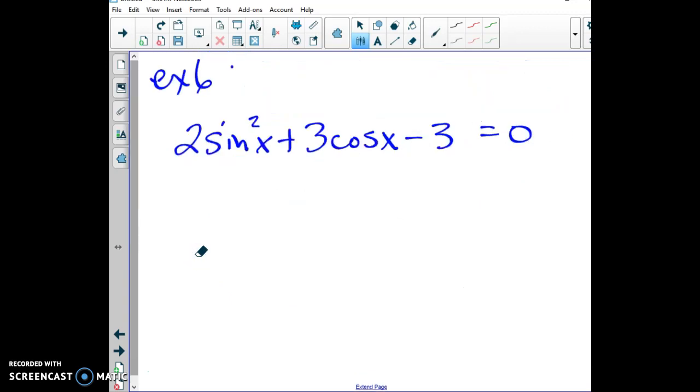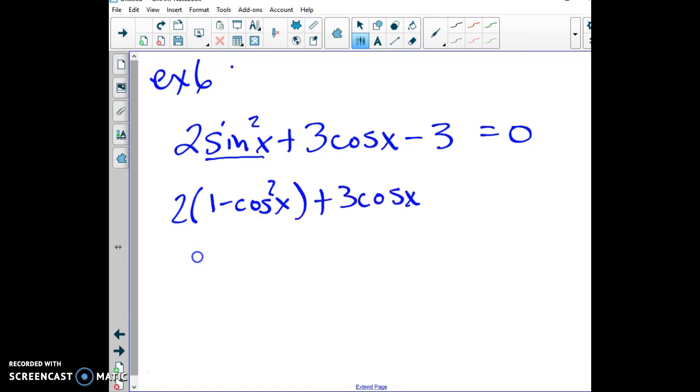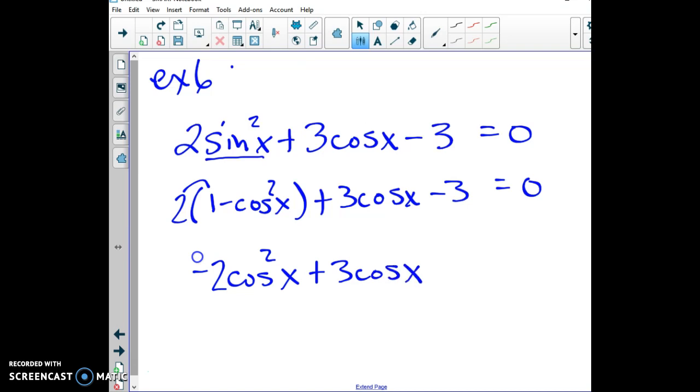So the idea here is that we see both sine and cosine functions, and that we rewrite it using only one of those. I know you guys know that sine squared is the same as 1 minus cosine squared. So if we do that, we can see that now we only have cosine, and we can factor. We're going to go ahead and distribute this. It gives us -2 cosine squared x plus 3 cosine x, and this positive 2 goes out here to combine with the -3 to give us a -1.